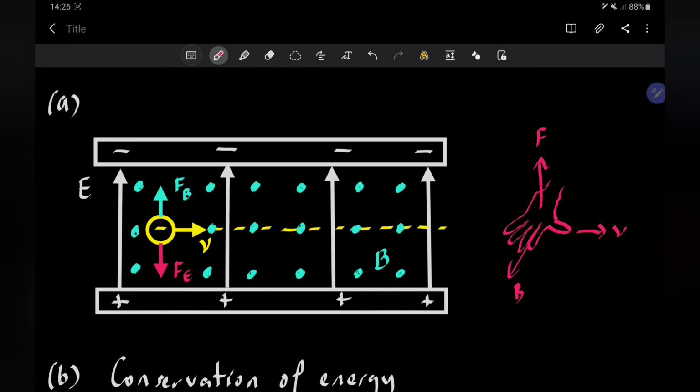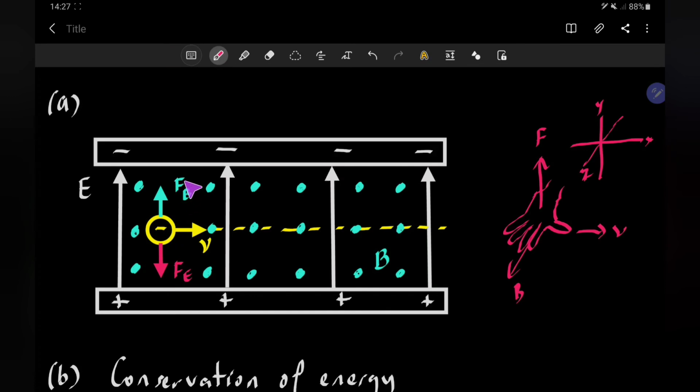This is B, based on the 3D axes, which are X, Y, and Z. F is directed upwards, V is directed to the right, so B is directed out of the page, which is positive Z. That is why the pattern is now a dot pattern. The dot pattern represents that B is directed out of the page. So by having B directed out of the page, our FB is directed upward.